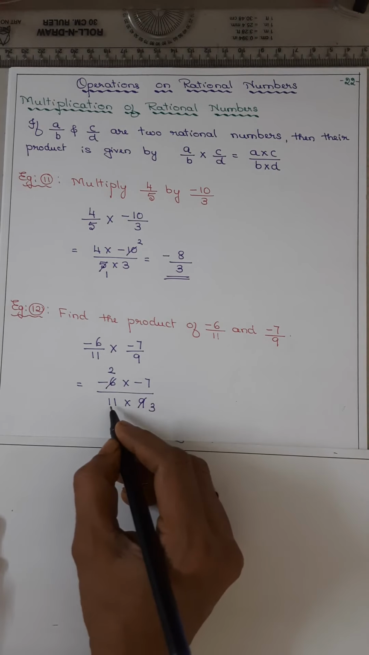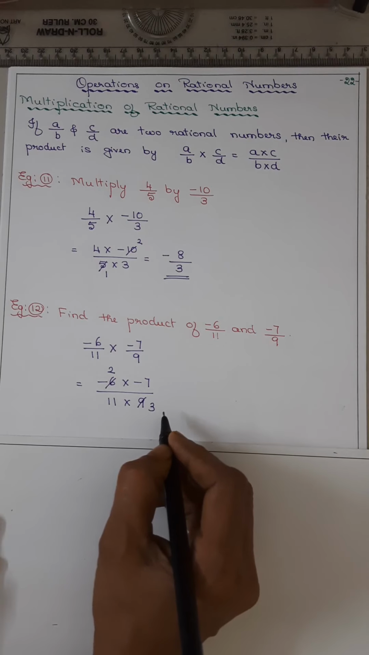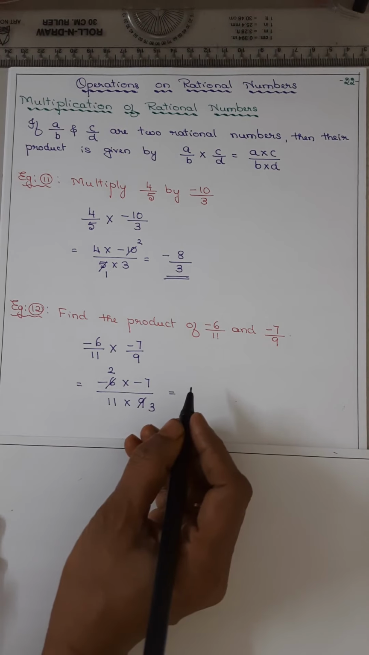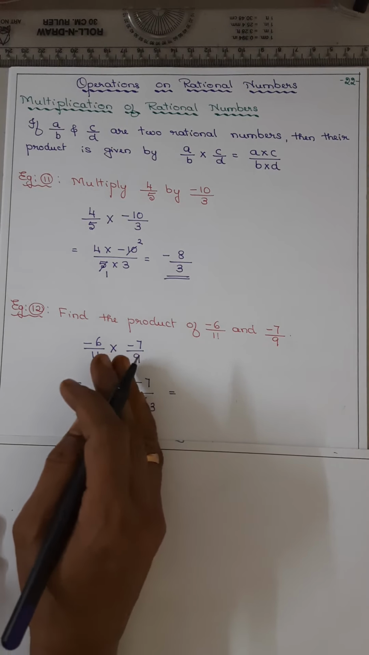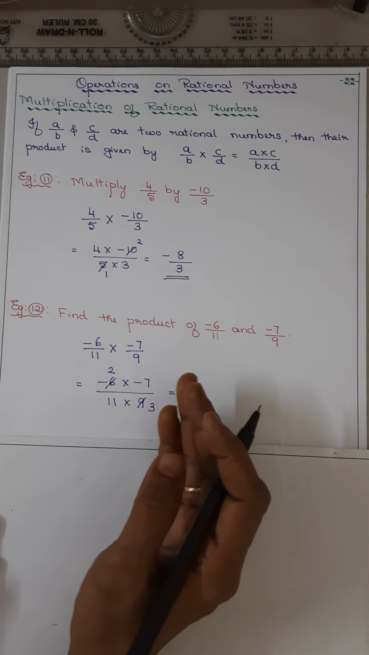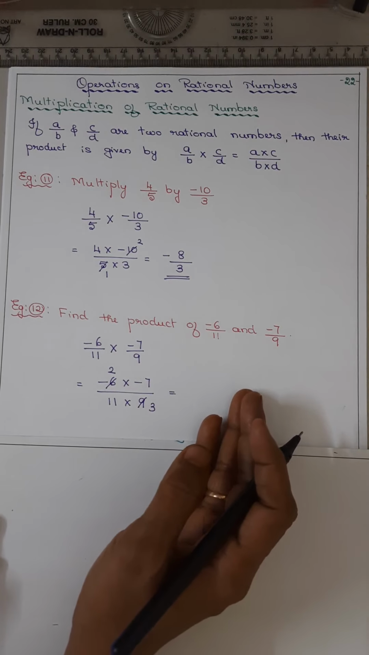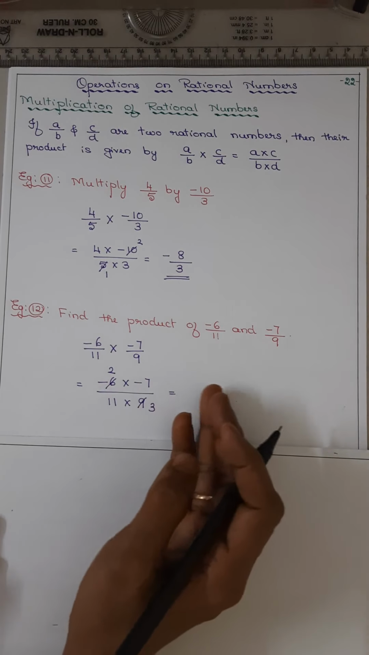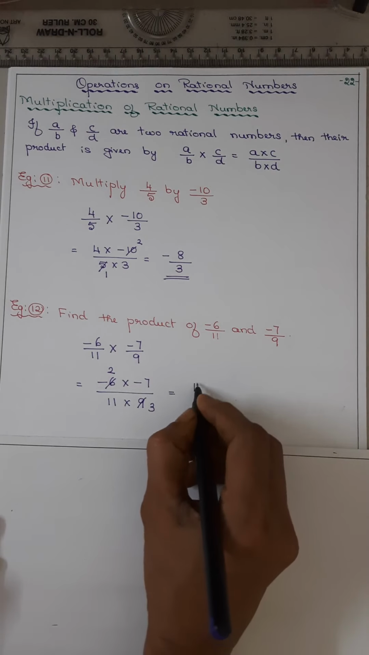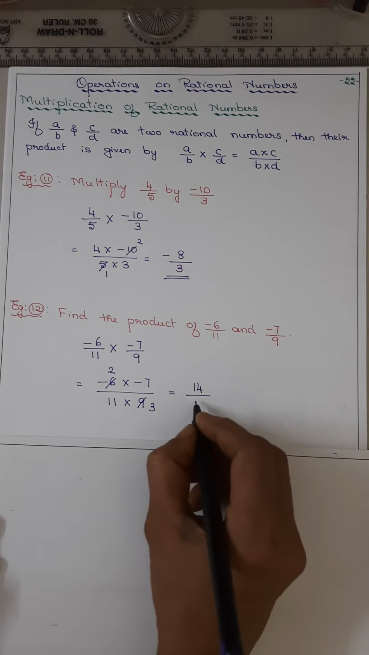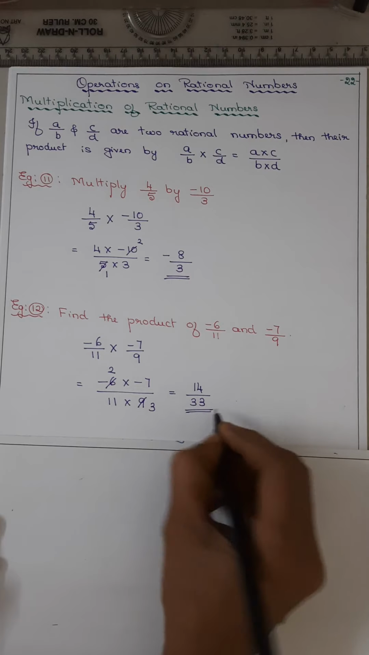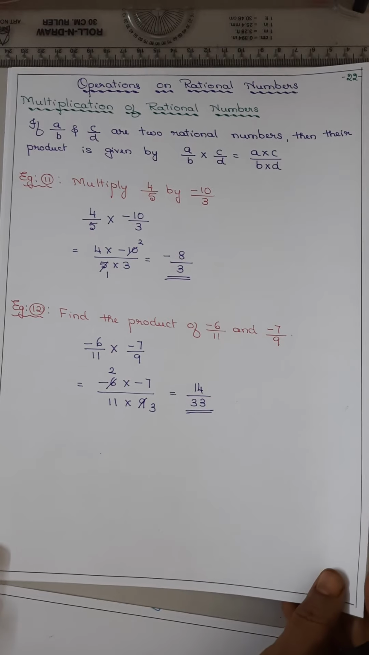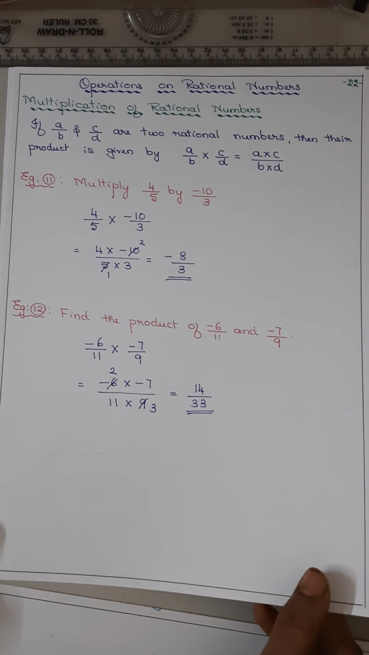Now 7 and 11, no. 7 and 3, no. So it will be minus minus plus. When you multiply the same signs, the answer will be plus. Remember the integer lesson. So minus minus plus, 2 sevens are 14. 11 threes are 33. So the answer is 14 by 33. So that was example 11 and 12.